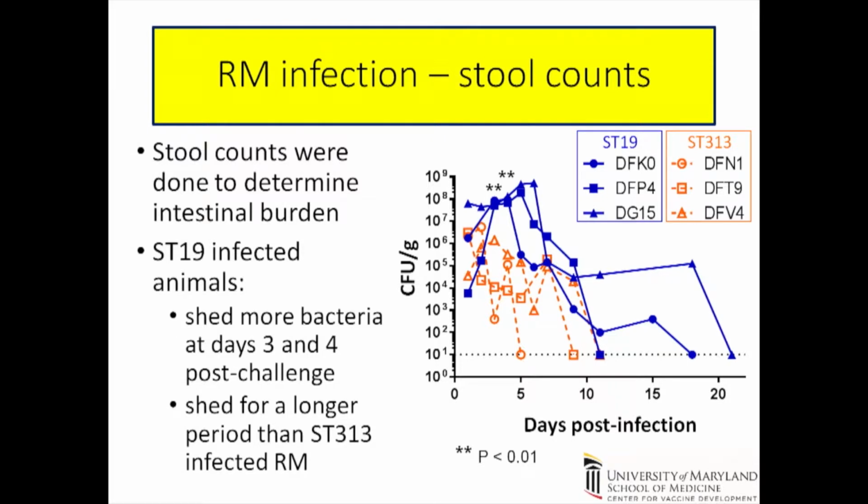So now on to the more interesting stuff. What did we find? So we first did stool counts every day of the infection to determine the intestinal burden. And so you can see here on this graph showing CFU per gram of feces. We have the ST19 strains in blue and the ST313 strains in orange. And you can see that at both days 3 and 4 post-infection, we had significantly more bacteria in the ST19 infected macaques than we did with ST313.